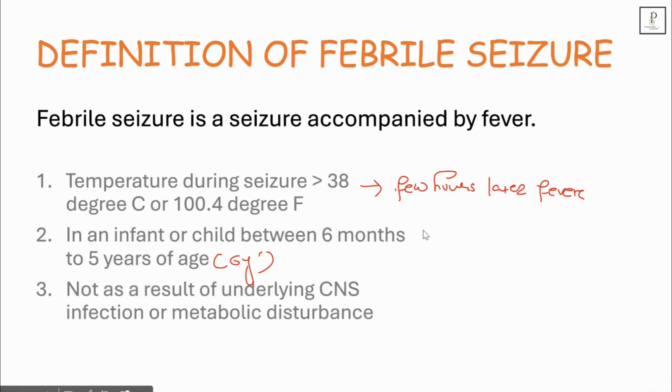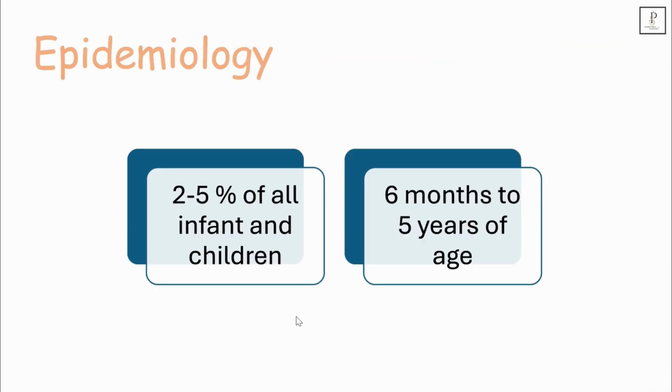Another criterion is that the fever and seizure are not due to any underlying CNS infection or metabolic disturbance. If that is the case, then the diagnosis will be different. It is not febrile seizure if there is any underlying pathology. And the last criterion is the absence of previous afebrile seizure. If the child has had an afebrile seizure previously and now is getting fever with seizure, you cannot call it febrile seizure.